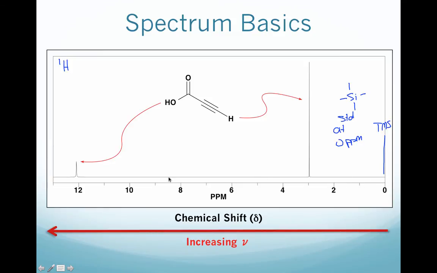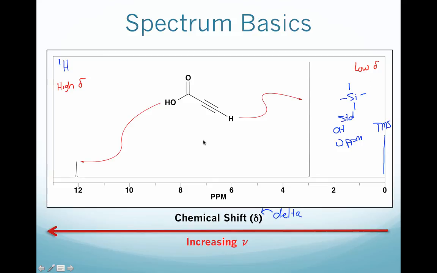And these parts per million values, we term these chemical shifts. And chemical shift is often abbreviated using the Greek letter delta. So to the left-hand side of the spectrum, we have a high chemical shift, or high delta. To the right-hand side of the spectrum, low chemical shift.